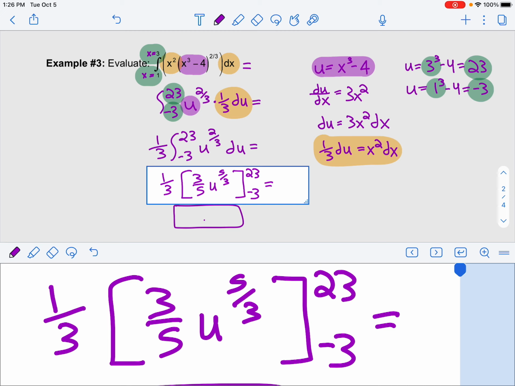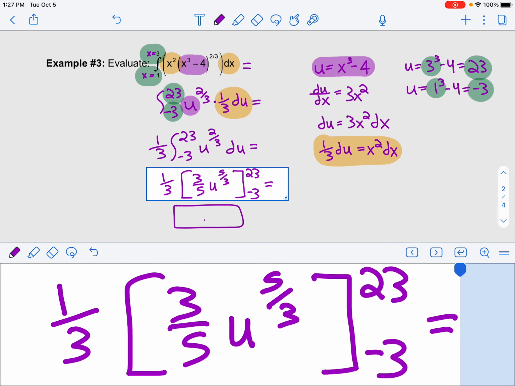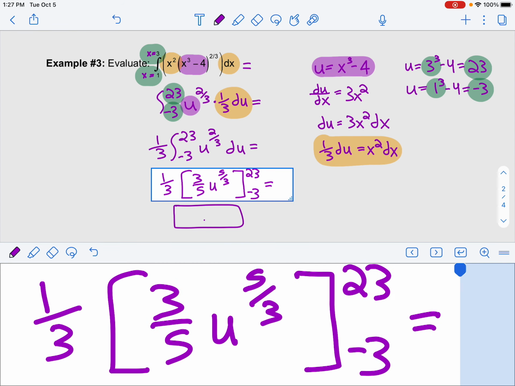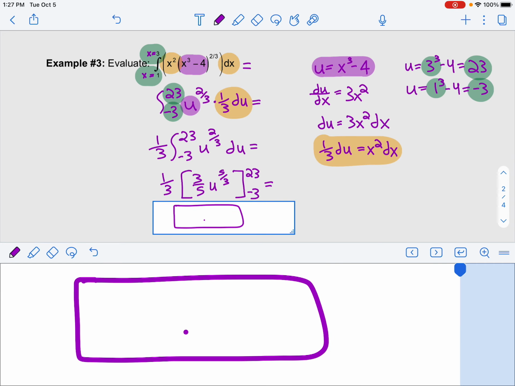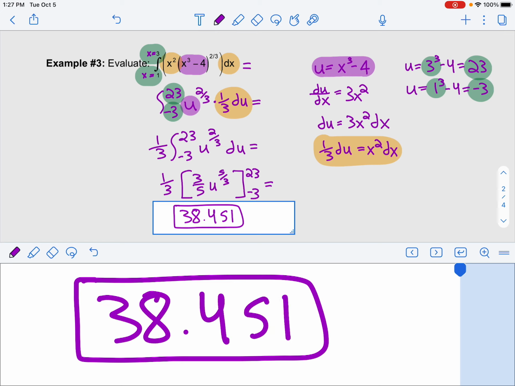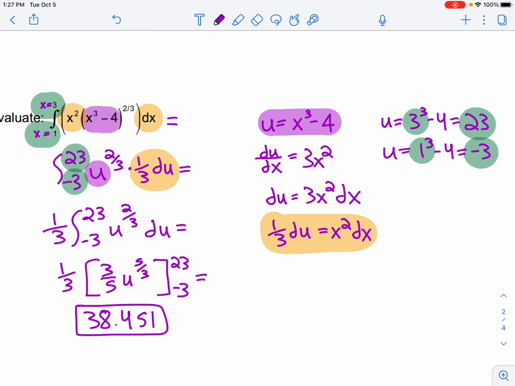Okay, and now you would go ahead and plug 23 into this, and then -3 into this and calculate it. So this is doing the second part of the fundamental theorem of calculus. This part we're familiar with. Now, these particular numbers don't work out very nicely. 23 to the 5/3, -3 to the 5/3. So I'll say at this point, let's call it a calculator question. So why don't you go ahead and pause the video, try typing this in on your calculator and seeing if you can do this appropriately. And the correct answer you should get is, rounded to 3 decimal places, 38.451.